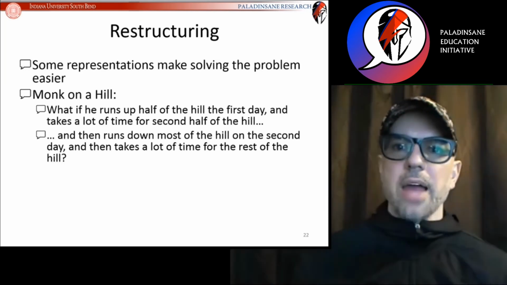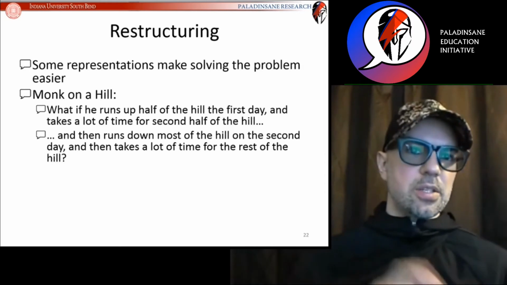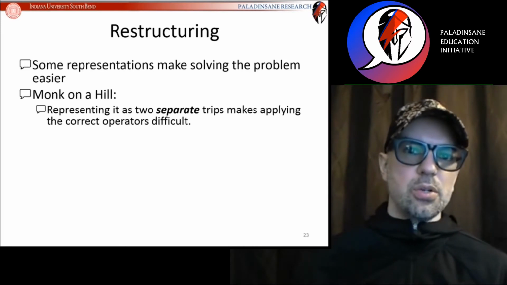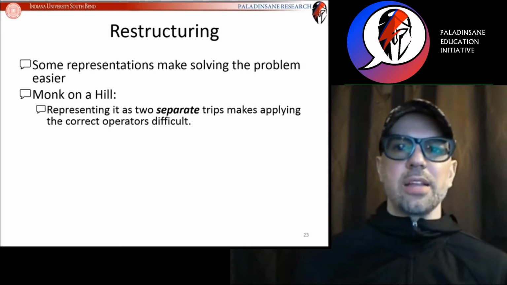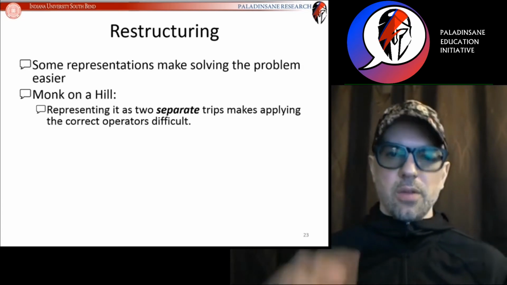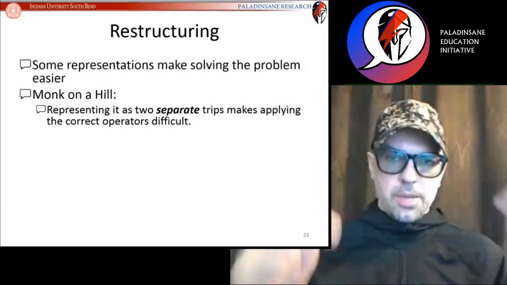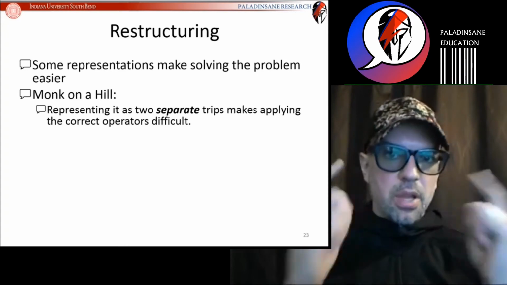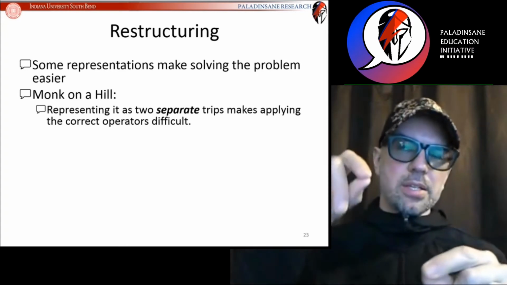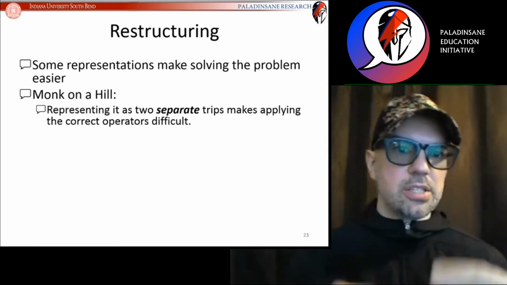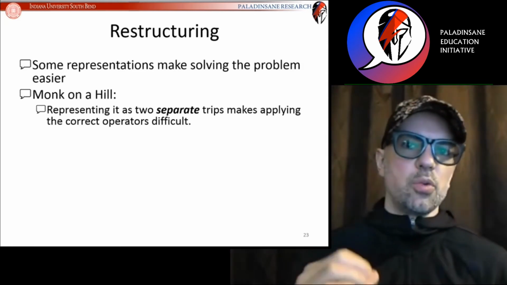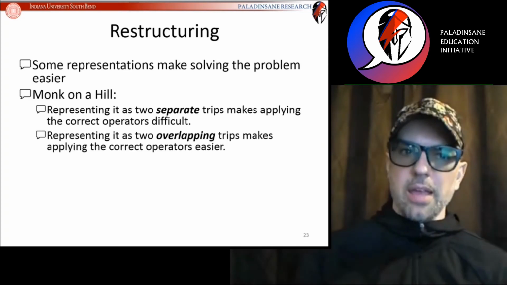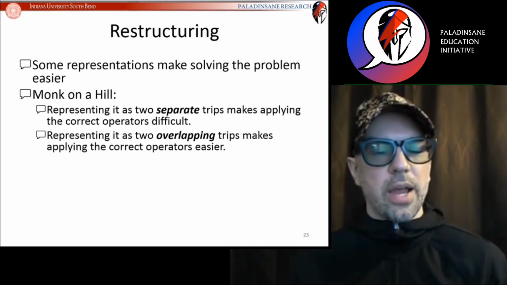All right, so we're back. So here's the restructuring aspect of this problem. If you represent this problem as two separate trips, it makes applying the correct operators difficult. What that means is that if you have it represented as two separate trips on 2 separate days, day number 1 goes up, day number 2 goes down, it makes applying the right operators, the right moves, the right processing of your representations difficult to do. However, if you restructure it and represent it as 2 overlapping trips on the same day, then it's very easy to apply the correct operators.